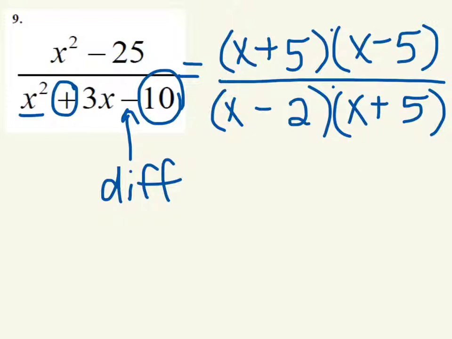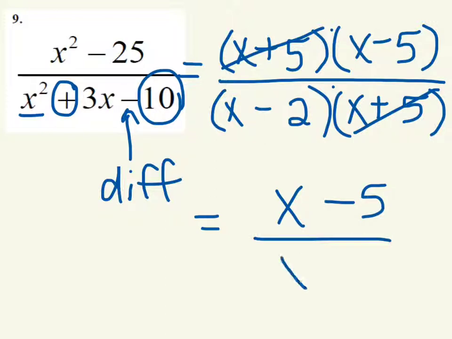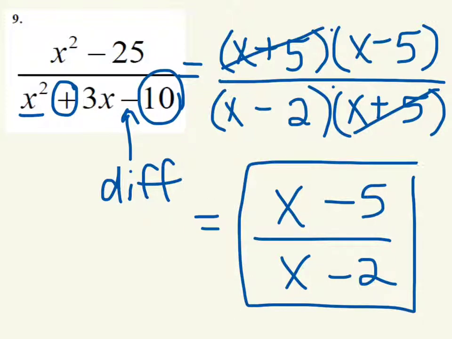So we cancel the binomial factors that are in common. X plus 5 cancels with my x plus 5, and I'm left with binomial x minus 5 over x minus 2. This is as good as we can get for simplifying. Do not be tempted to cancel the x's from the numerator and the denominator at this point, which is a common error. The x's on the top and the bottom are attached to the 5 and the 2 by subtraction, not multiplication. So our simplified answer is x minus 5 over x minus 2.